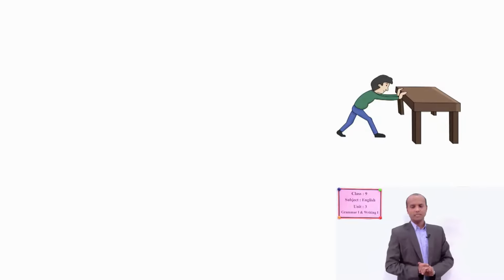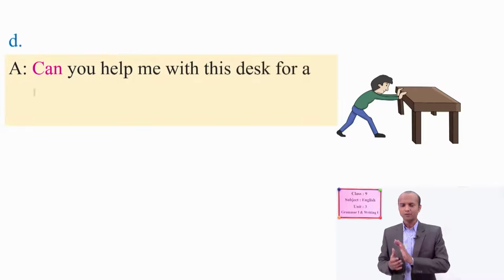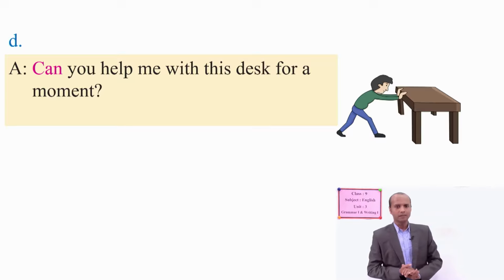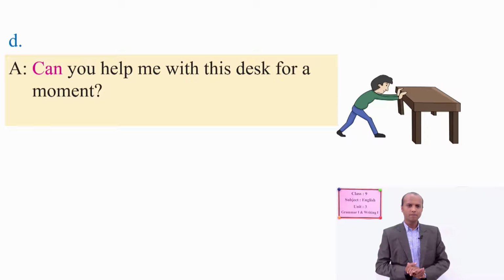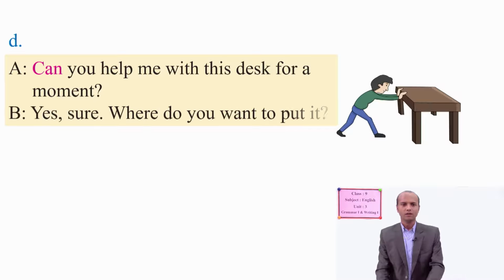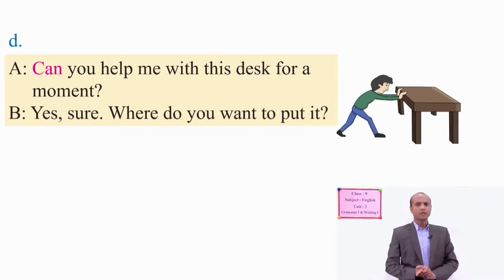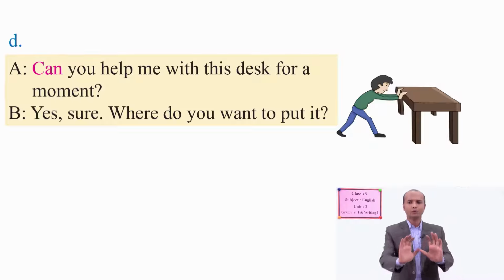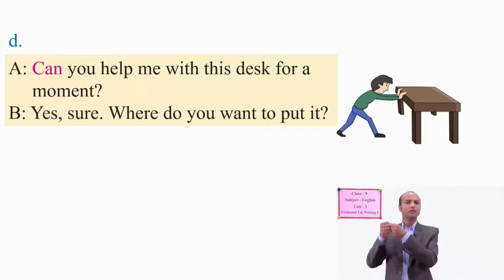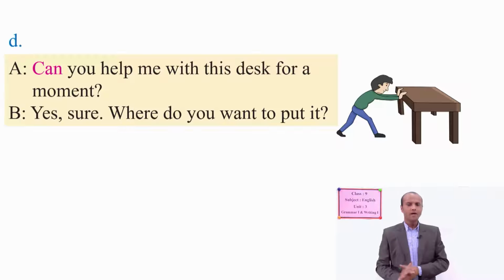Okay, can you guess what is the condition there? What does the dialogue go like in this particular situation? Can you guess? Okay, very good. You're brilliant. So A says, can you help me with this desk for a moment? And B replies, yes, sure. Where do you want to put it? The boy perhaps wants to take the desk somewhere. Got it? And B here accepts the request. So can is highlighted there.